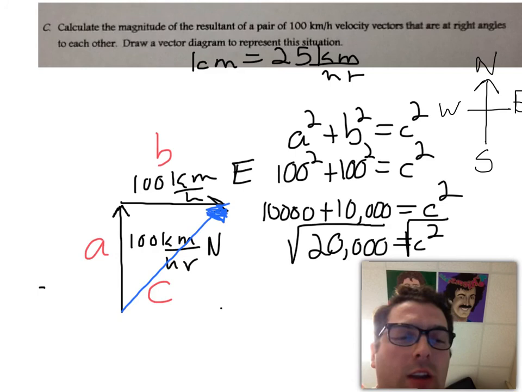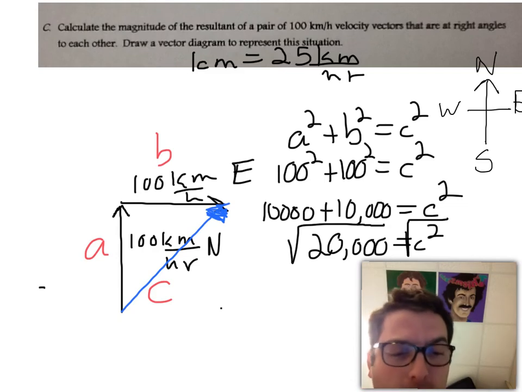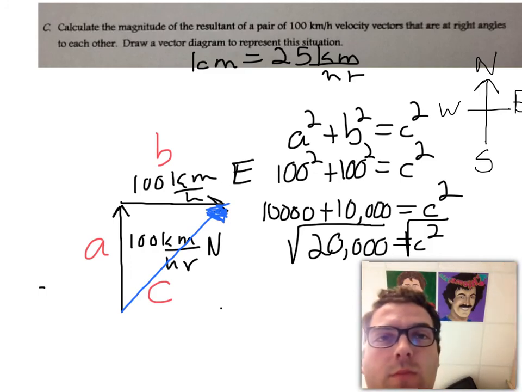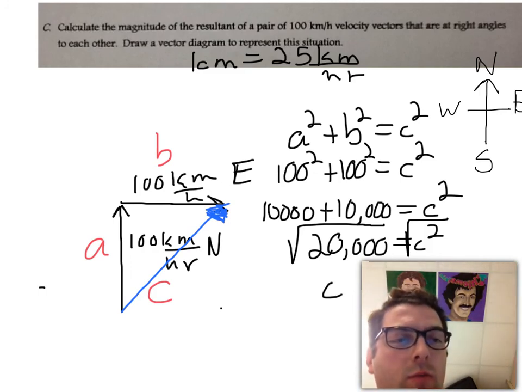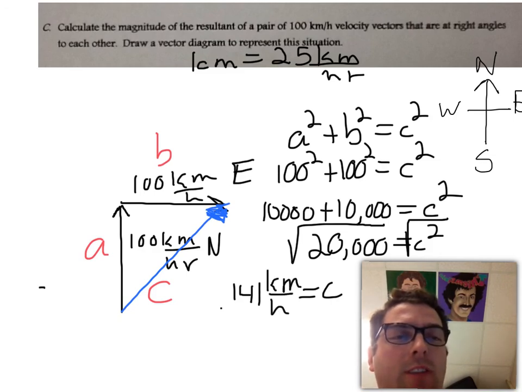So you go put it into your handy dandy calculator, which I'm doing right now. I think you should do the same. Square root of 20,000 equals 141. So C would be equal to 141. I'm going to consider having 3 sig figs, so it's still 141. 141 what? Kilometers per hour, and we have to specify a direction.